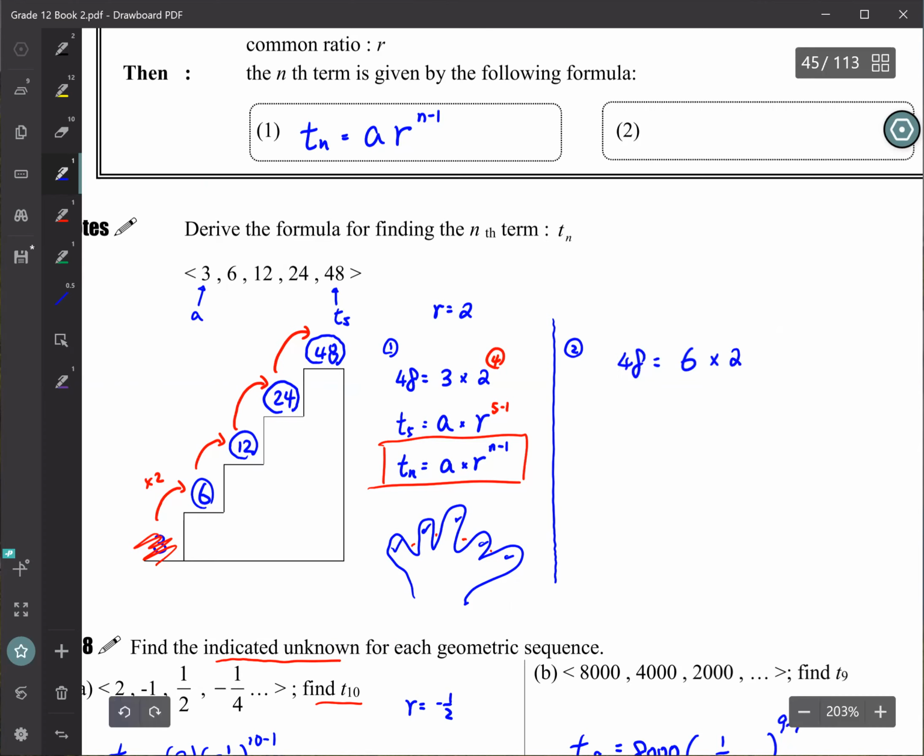So I will start with 12. To climb the stairs, now it's closer to the finish line, so I will need to multiply by 2 twice: 2 gaps, 2 squares. Now if I change each number into symbols, 48, of course, is T5. The 12 is T3, the third term. And the ratio is 2, so r.